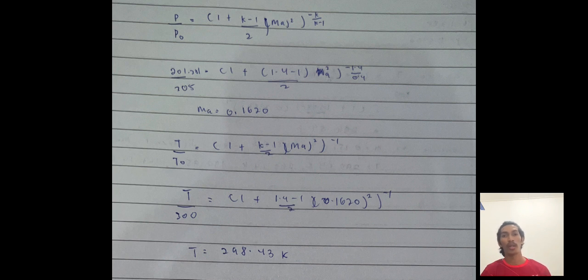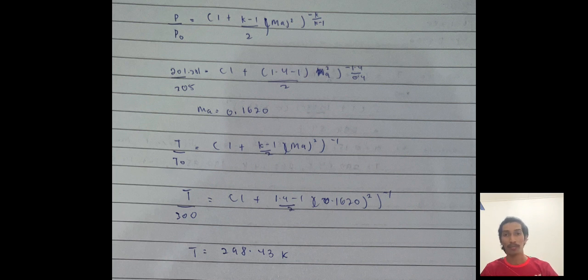First, we will see this formula: P over P naught equals 1 plus (K minus 1) over 2 multiplied by M squared, to the power of minus K over (K minus 1). So this is the result. We got the M for the different pressures, for 2.205 kilopascal.